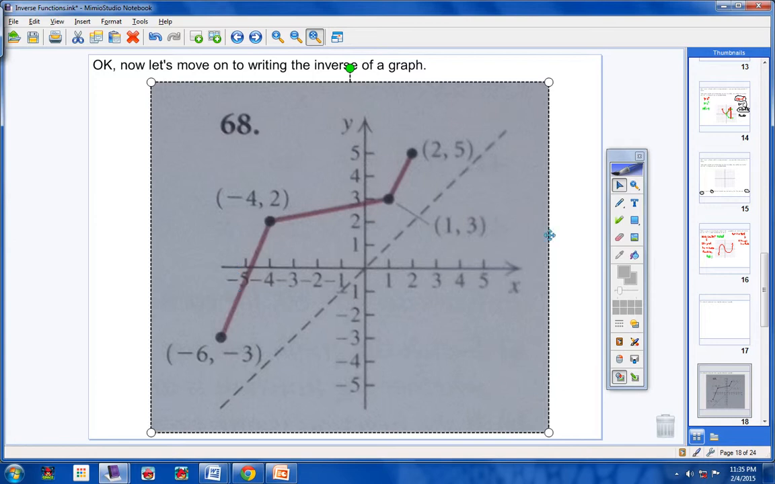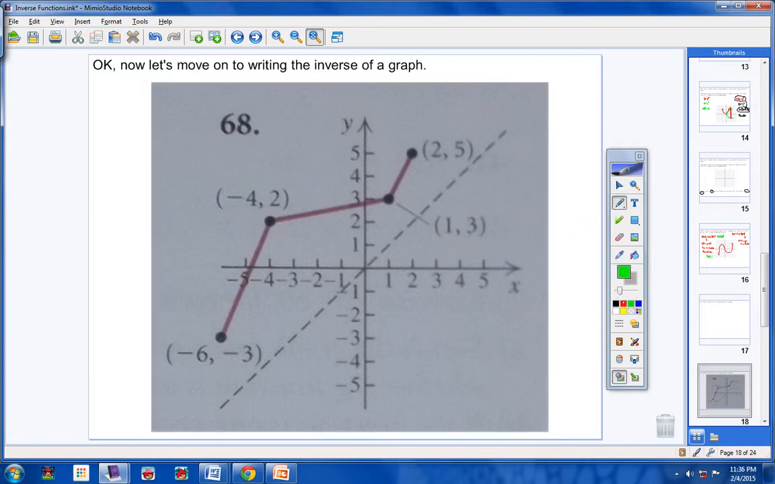Okay, students, go ahead and continue to copy this down if you're not finished. I'm going to go ahead and start working on this problem. I want you to write the inverse of this graph. Well, guys, think about it. If -6, -3 exists, then negative 3, negative 6 exists right here. Negative 3, negative 6 right here. Now, if negative 4, 2 exists, then 2, negative 4 exists.